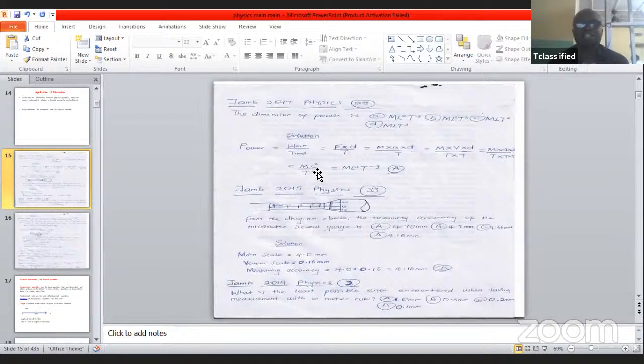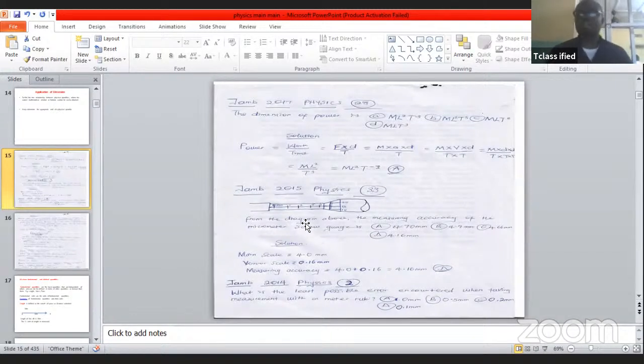Taking this T cube up, we now have T to the power minus 3, and that makes option A the right answer. I hope this is clear. So you can see the way of solving went from saying what the power is equivalent to, in order to get it down to the barest fundamental quantities of mass, length, and time. And that's what gave us this.